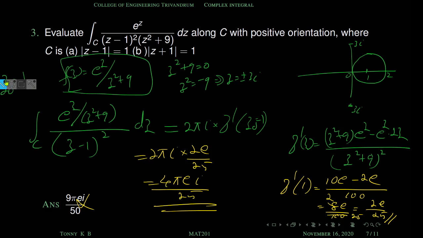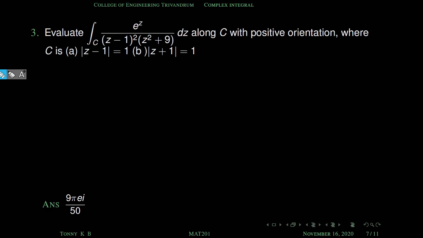ഓക്കെ, വാട്ട് അബൗട്ട് ദ സെക്കൻഡ് കേസ്? ബി പാർട്ട് എങ്ങനെ വരും ആൻസർ? ബി പാർട്ട് ഒന്ന് നോക്കി. The circle is, this is minus 1, radius is 1. So now this is our curve C.